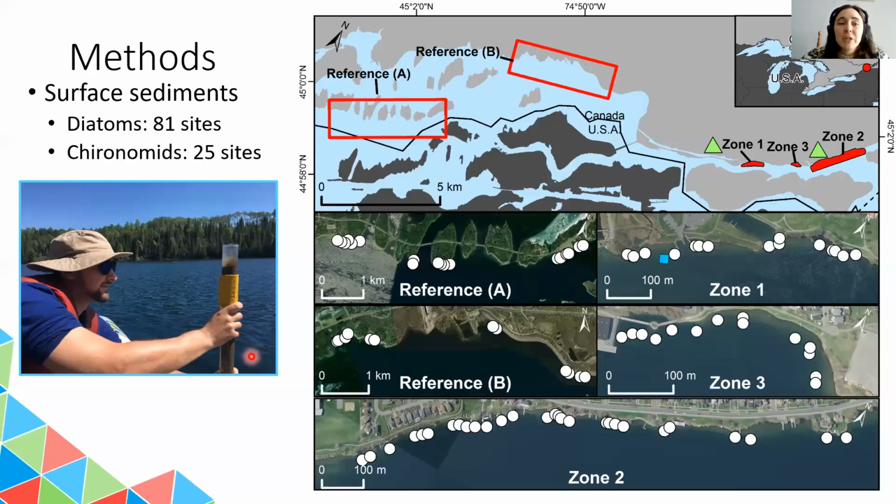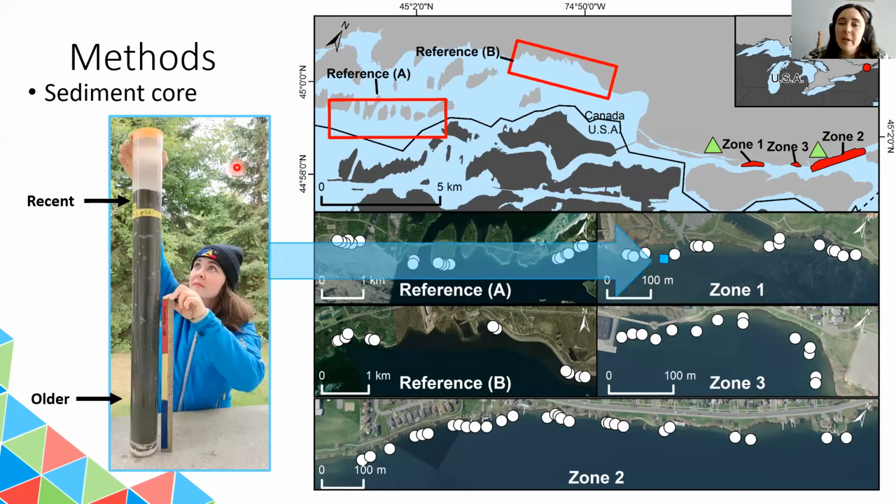So in terms of what we actually did, we had surface sediments collected from nearshore areas in our 3 contaminated zones. These green triangles just indicate where major historical industrial sources would have been, as well as some upstream reference areas. And we collected the top 2 centimeters of sediment. So we would just extrude the top 2 centimeters, did a whole suite of elemental analyses and metal analyses on them, as well as grain size and total organic carbon. And for all of these sites, we subsampled for diatoms. And then for a subset of the sites, we subsampled for chironomids as well. So we have our surface sediments.